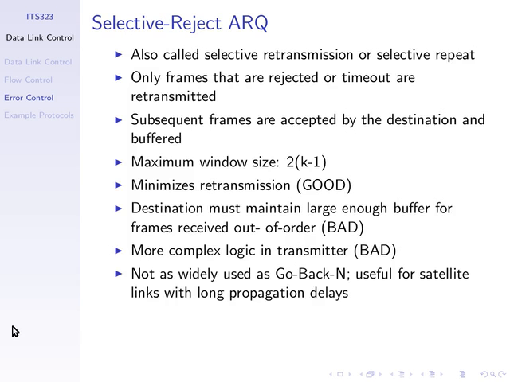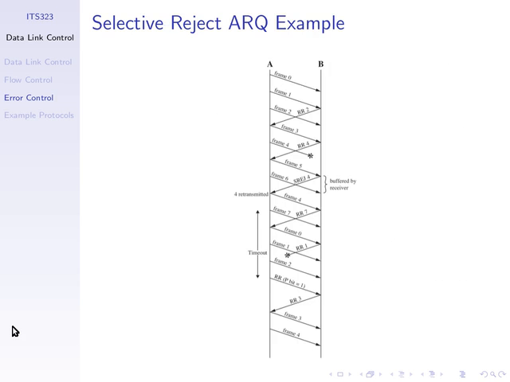The alternative approach is selective reject. Almost the same, and the ACK retransmission is the same. It's just that, so the same scenario, 4 was lost, 5 is received out of order. So we send a special message back to A, a selective reject message, saying frame 4 is in error.